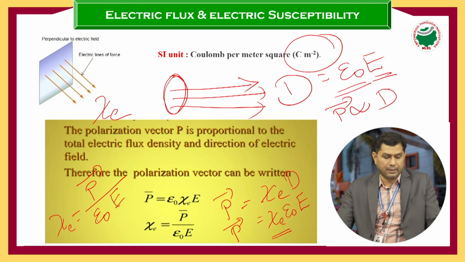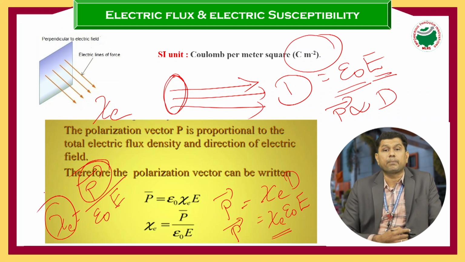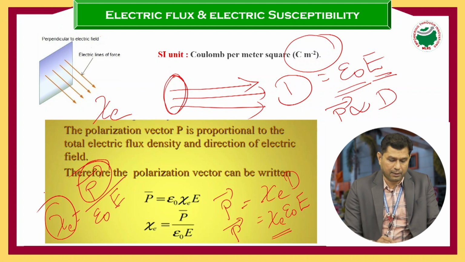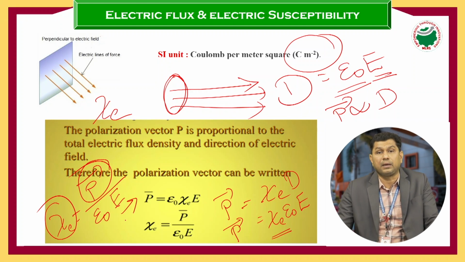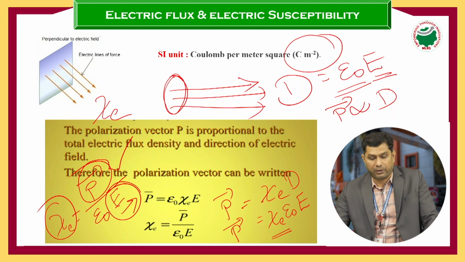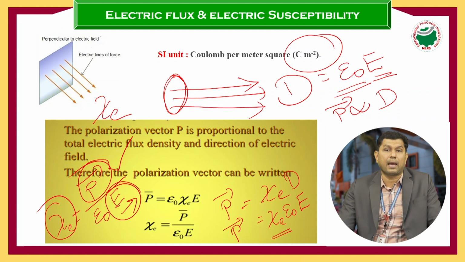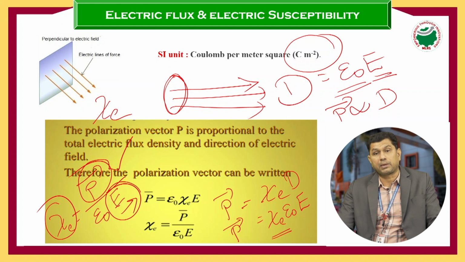How will we define electric susceptibility? Simple. What is P bar? P bar is polarization vector. What is E? Electric field intensity. How will we define electric susceptibility? Polarization vector per unit electric field. Polarization vector per unit electric field is known as electric susceptibility.